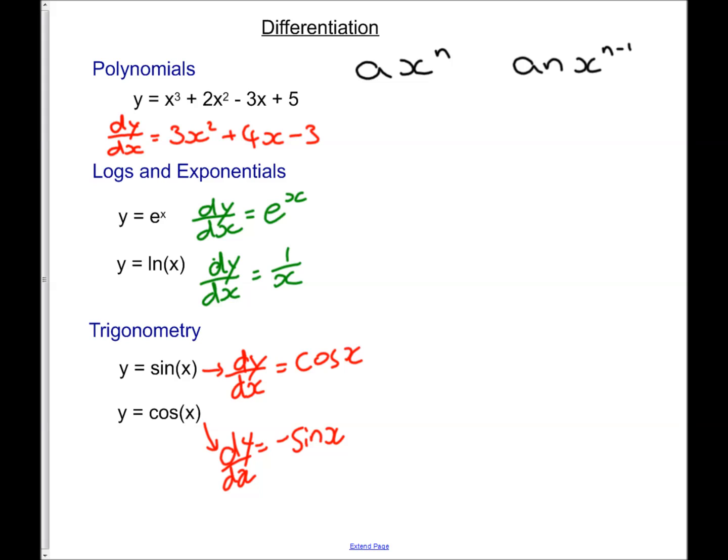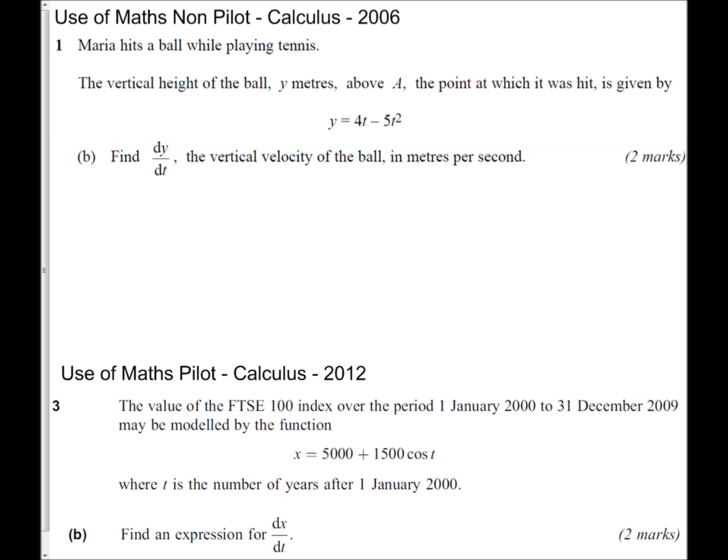Let's have a look at a couple of exam questions which have these in. I'm not going to have a look at the logs and exponentials differentiation in exam questions, because so far when that's come up, it's always come up in integration by parts or product rule. So there aren't any examples which I can quickly work through. But let's have a look at the polynomials and trigonometry.